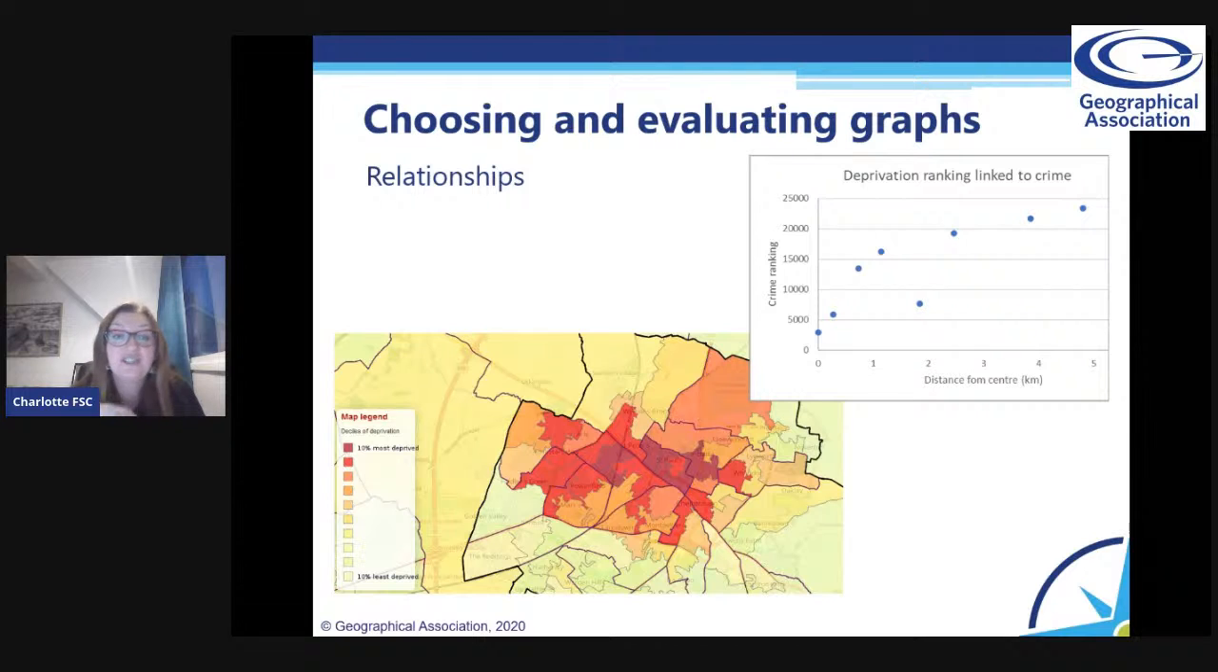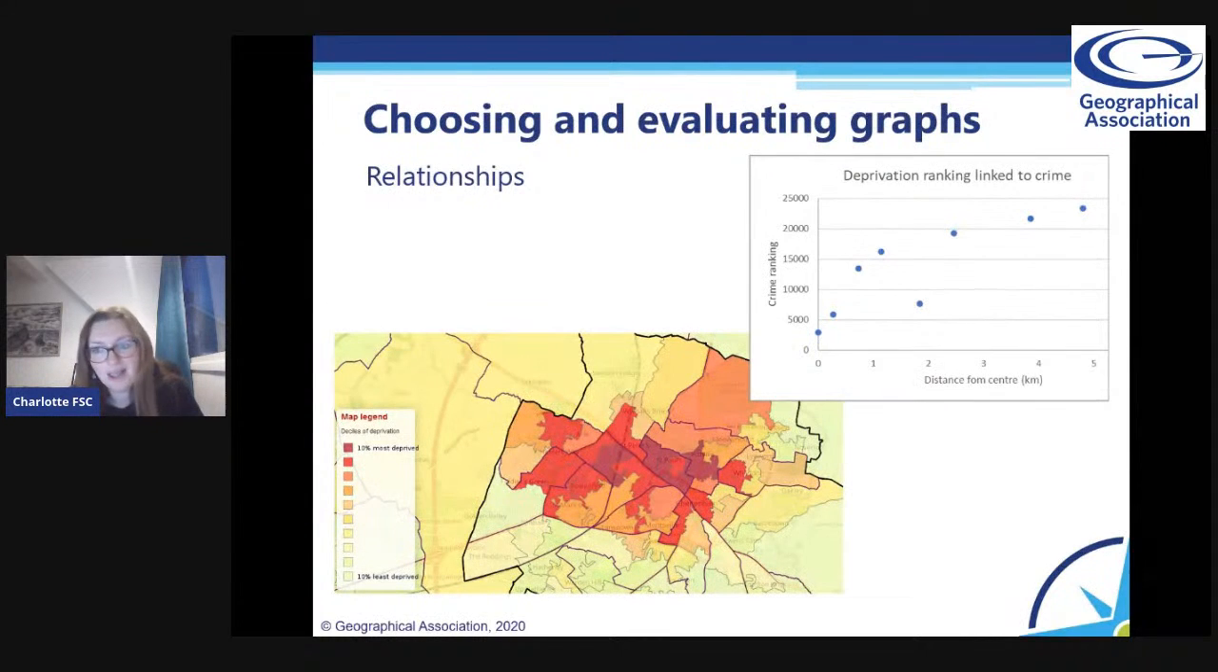The index of multiple deprivation is a way of ranking levels of deprivation across England. The lower the rank, the worse the level of deprivation is, so more crimes occur in that area. And if you don't know that, you might interpret the scatter graph wrongly because it's kind of flipped to what you might expect. So it's a really important lesson in choosing the data set well, or matching it well to your type of representation.